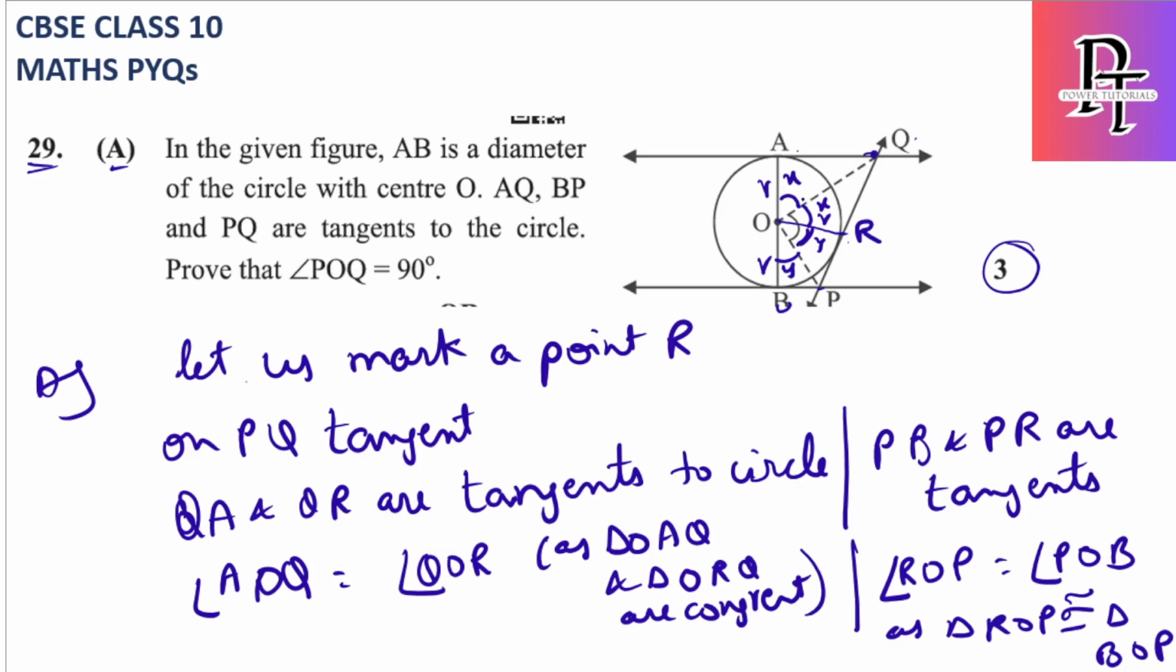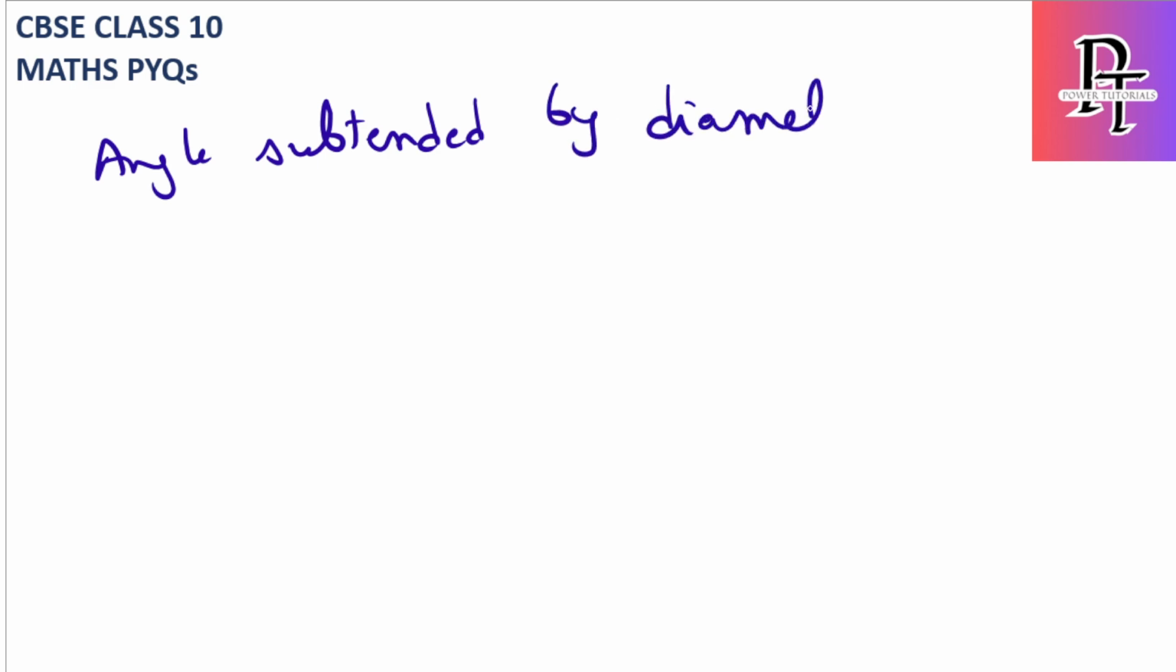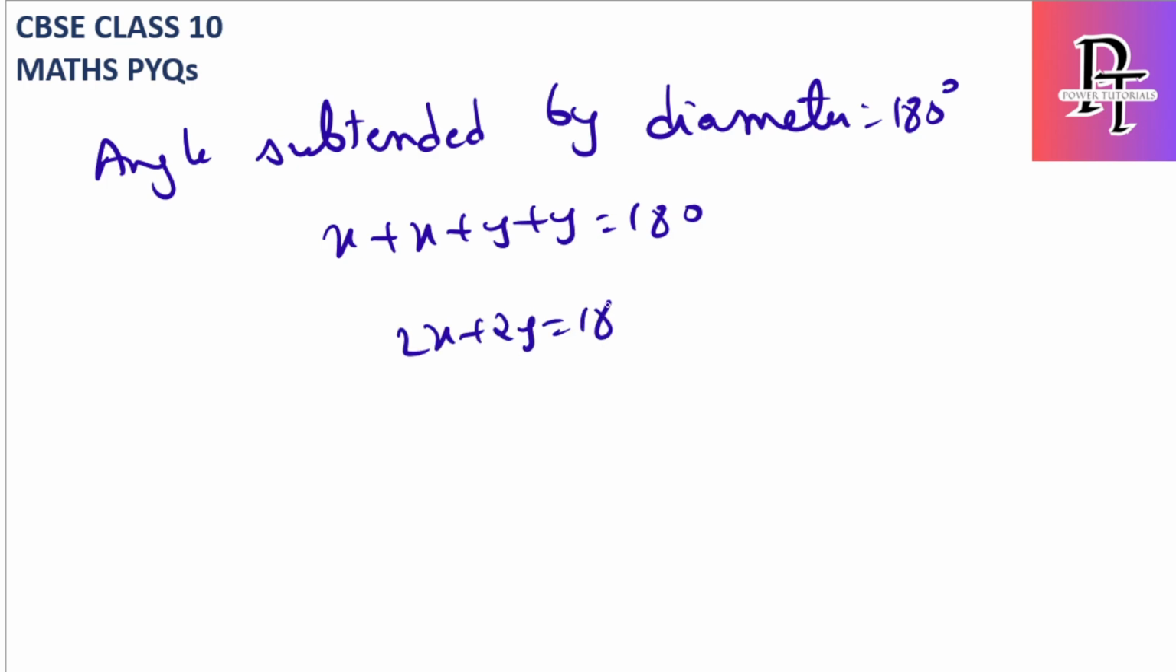If these are congruent, the respective angles are equal. So I can say that angle AOQ should be equal to angle QOR, and in the same way angle ROP should be equal to angle POB. Hence I have written these two as X and these two as Y. So if you notice, AB is the diameter; what is the angle subtended by the diameter? It is 180 degrees. So what is the total angle? It is x plus x plus y plus y equal to 180, that is 2x plus 2y is equal to 180, or simply x plus y is equal to 90 degrees.